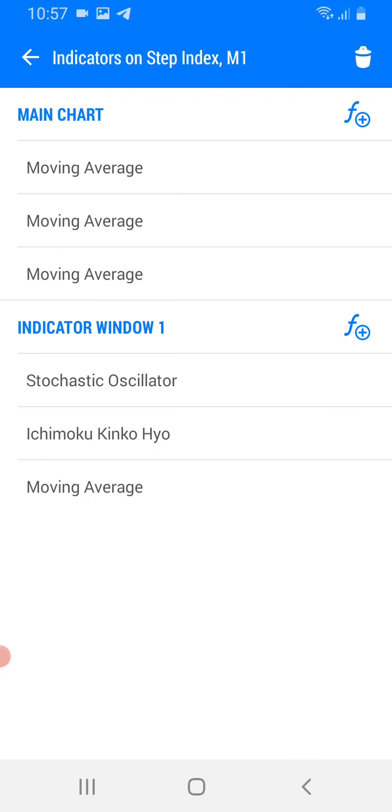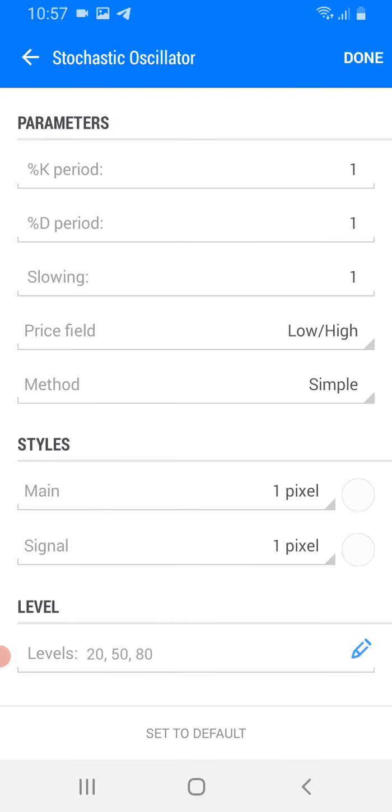The next indicator is the stochastic. The stochastic oscillator: for the K period use 1, D period 1, the slowing 1, and the price field low/high. The method simple, then main 1 pixel, signal 1 pixel. Use the color of your screen. If your screen is black, you can use black. For the levels 20, 50, and 80.